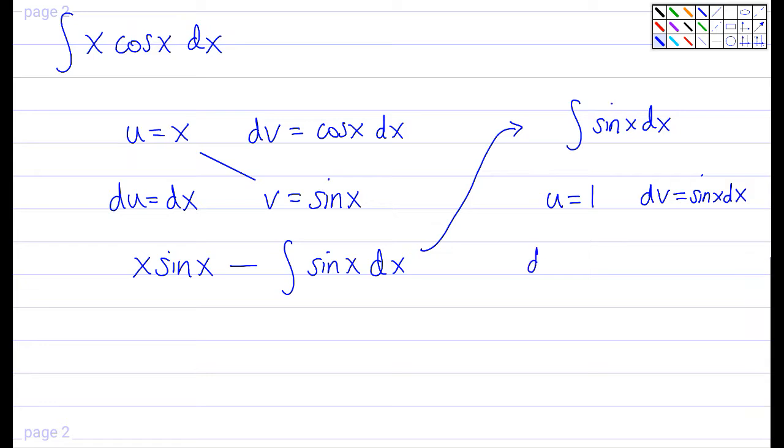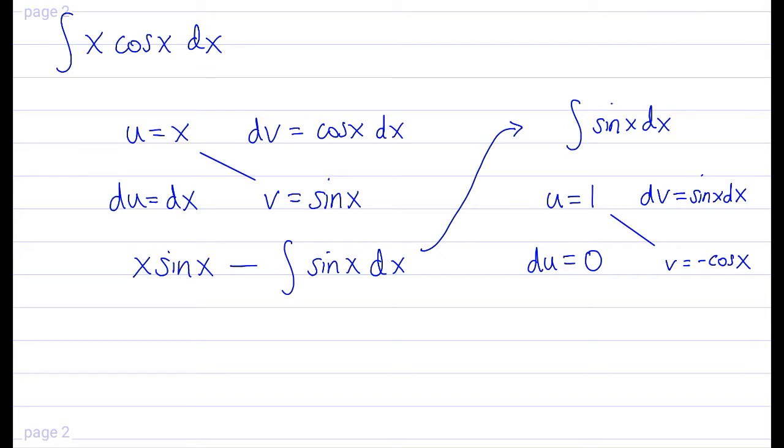But in this case, notice that when I take the derivative of u, I'm going to get 0. And the integral of dv is going to be minus cosine of x. When we integrate sine x, we get minus cosine of x. I'm doing the same thing I did before. Most people don't do it this way, but again, we want to make that connection when we get to our tabular integration.